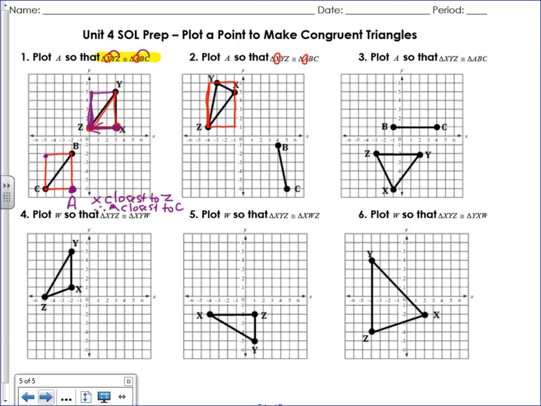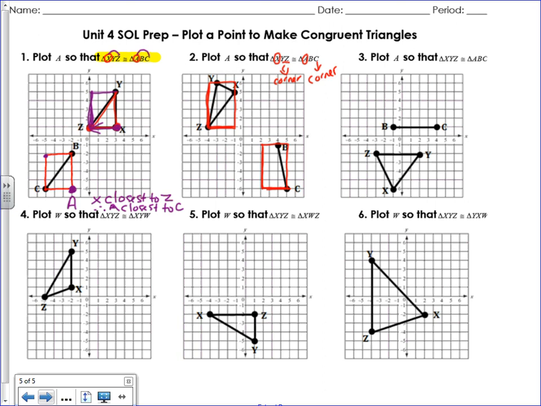I can see that Z is a corner, which means that C should also be a corner. So if C is a corner, then this must be my rectangle. It has to be the same width as the other one, so it has to be 3 wide. Right? This was 3 wide, so this is 3 wide. This is 5 tall, so this is 5 tall. Right? They match up. Okay, our corners match up.